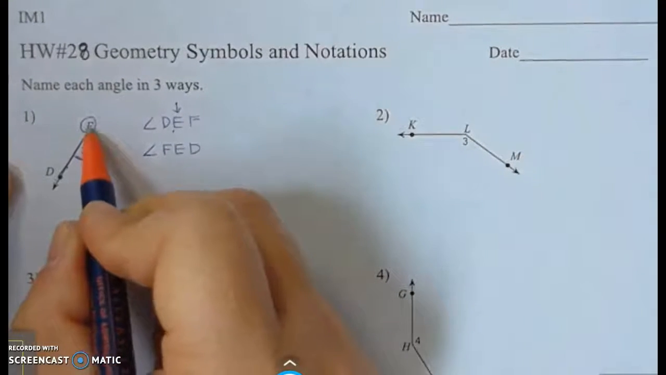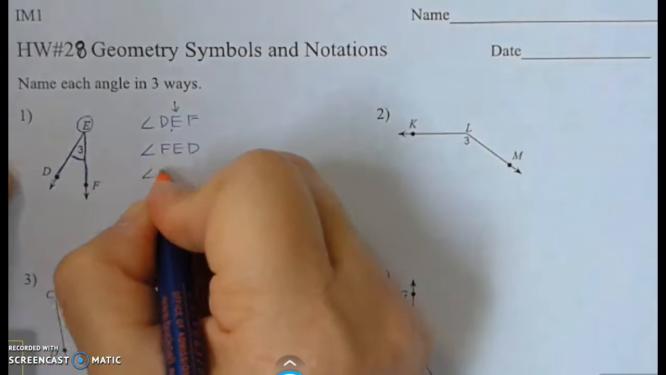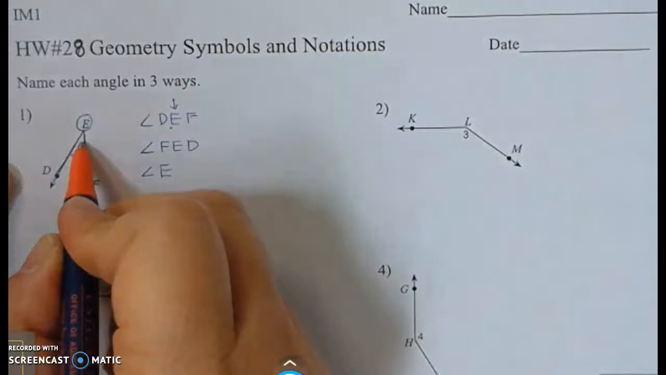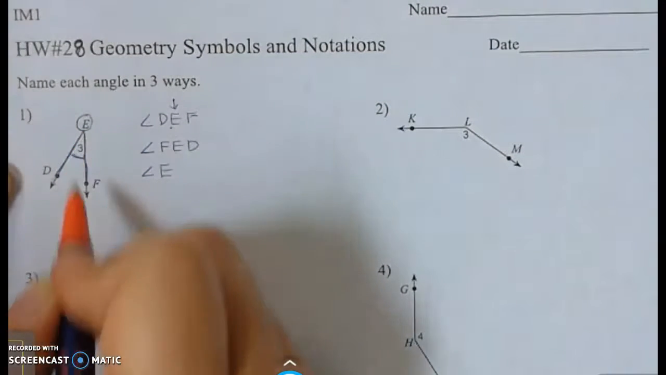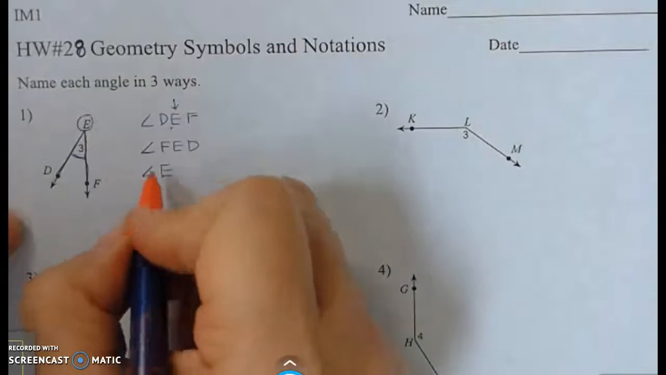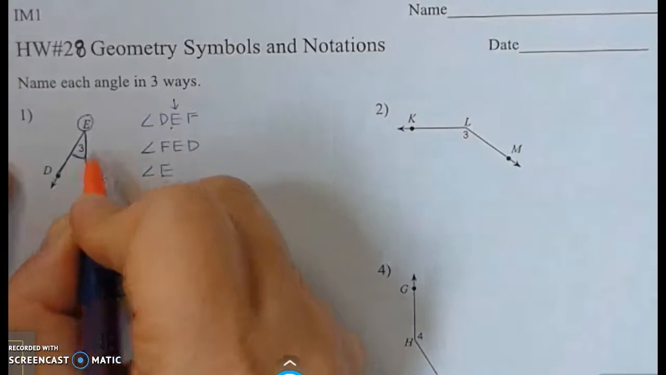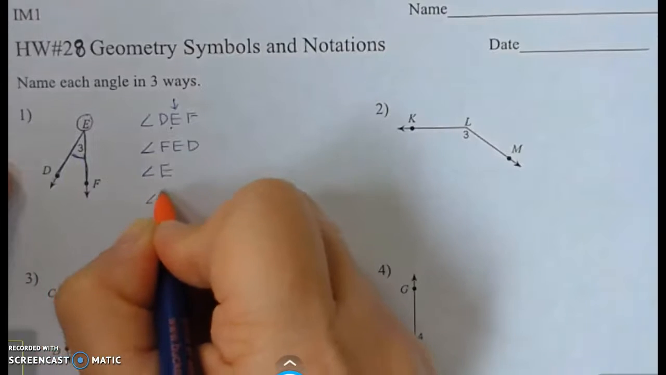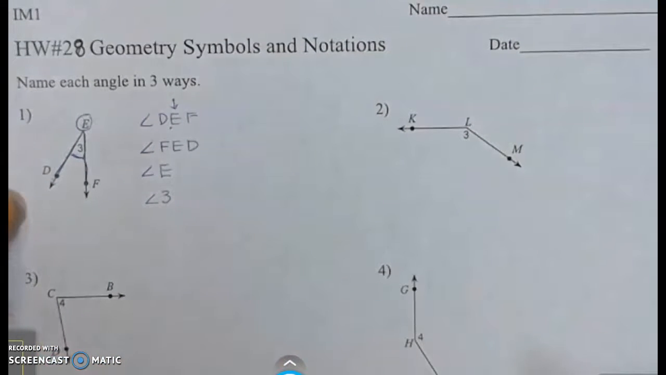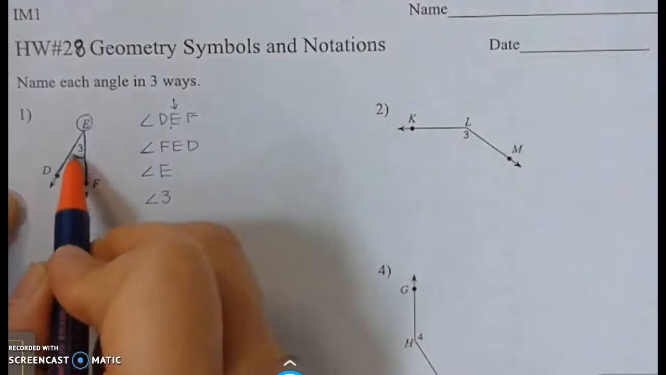Another way we could call this angle is angle E. We can use 1 letter as well, just because there is no other angle that could possibly be called angle E. A 4th way, even though it didn't ask for it, because there is the number 3 there, we can call it angle 3. That denotes that we're talking about the angle that is being marked with number 3.